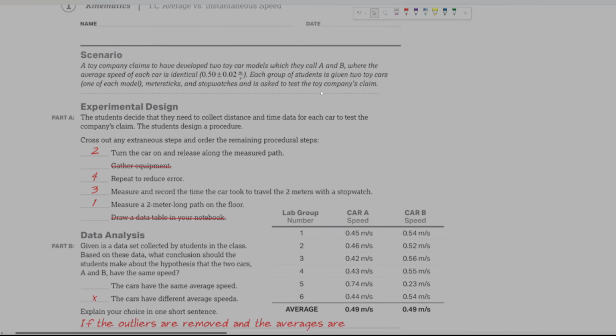We have a scenario where a toy company claims to have developed two toy car models, which they call Car A and Car B, where the average speed of each car is identical, so about 0.50 meters per second, plus or minus a little bit. Each group of students is given two toy cars, one of each model, meter sticks, and stopwatches, and is asked to test the toy company's claim.